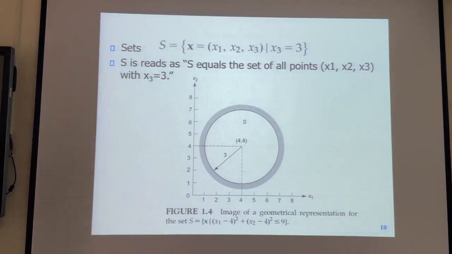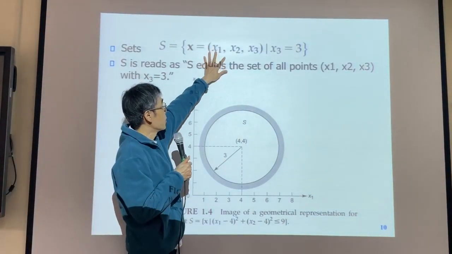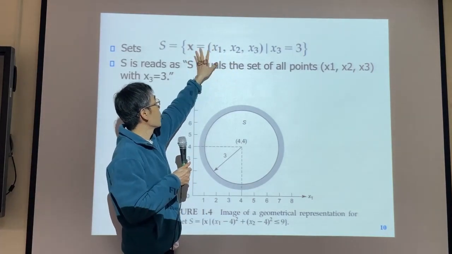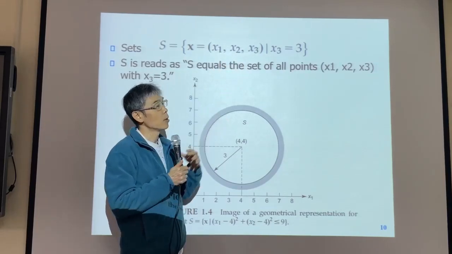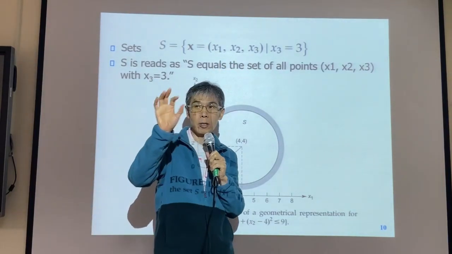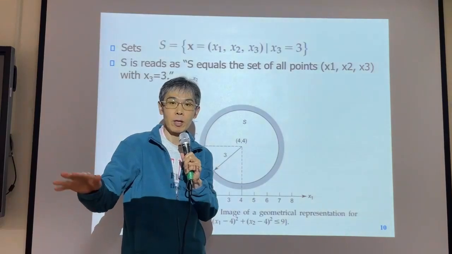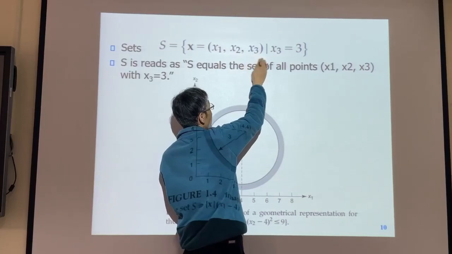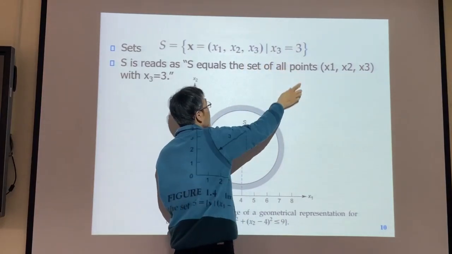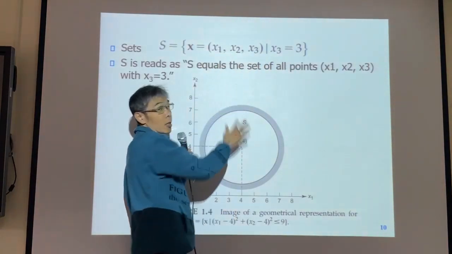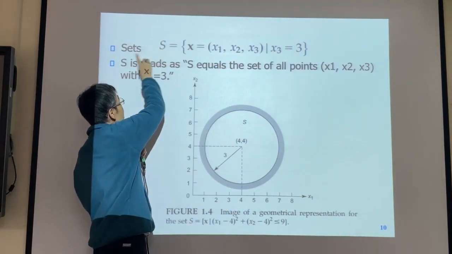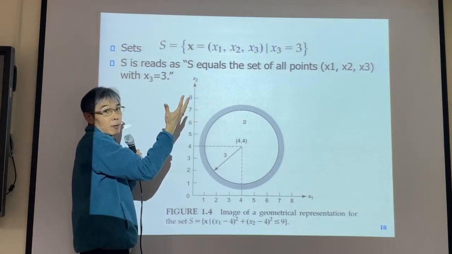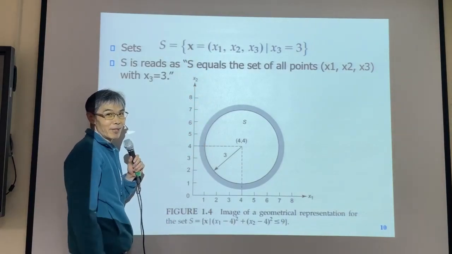Then sets. In sets, we have elements. A lot of elements can be in a set. So we have S1, S2, S3 for all the points in the space. But X3 must be 3. For all points, X3 must be 3. So all the collection of all these elements is in a set. S is a set. X is components, elements in a set.